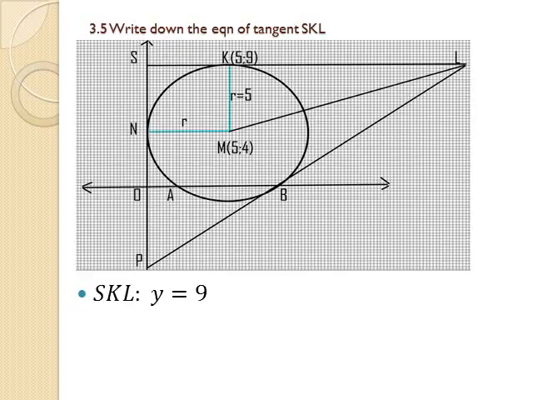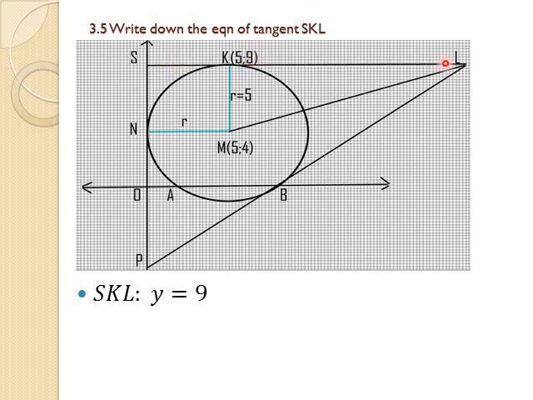Let's look at the next problem. They want the equation of SKL. SKL there is also a tangent, only making contact at one place, K. We know from what we solved previously, the radius is 5 units. So at M, x is 5, at K, x is 5. But when I move 5 units up, 4 plus 5 would give me K being 9.